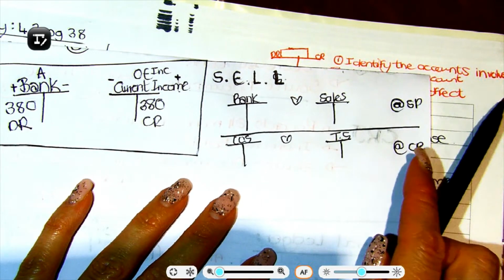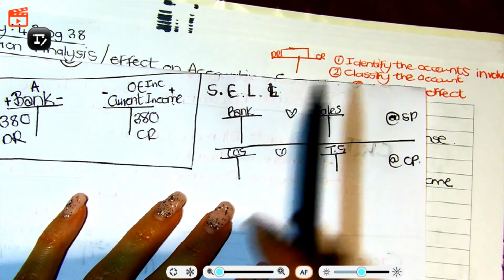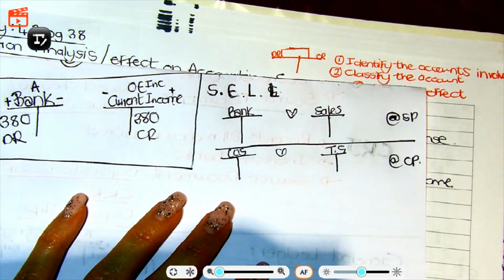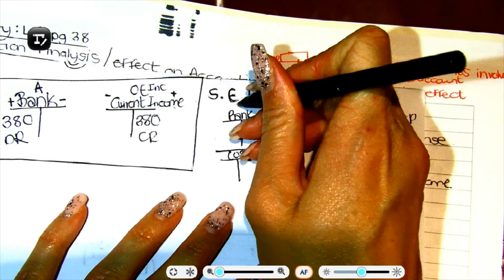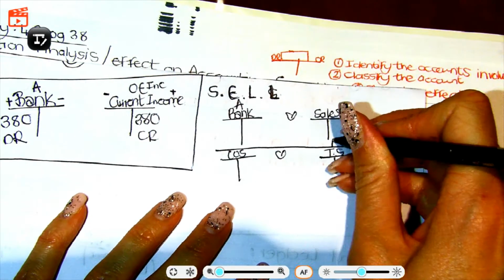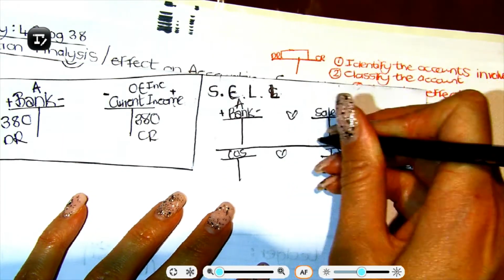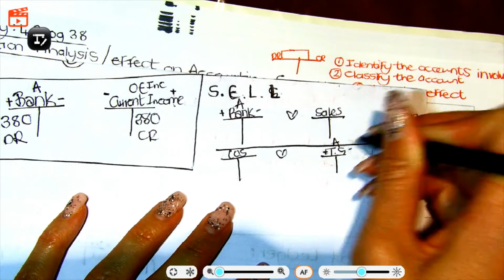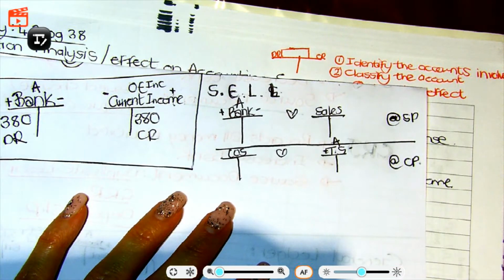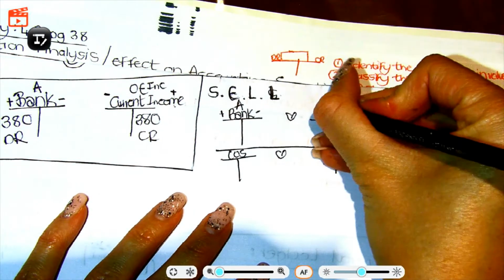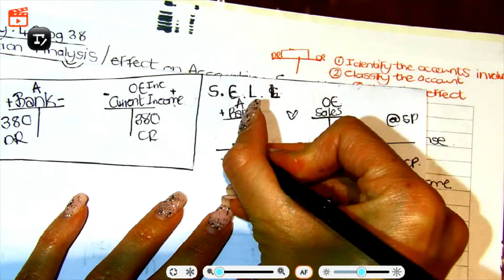Identify the accounts involved. Second, classify the accounts. There are two assets there. That is bank and trading stock. And they will both increase on the debit and decrease on the credit. And then sales and cost of sales are both owners' equities.